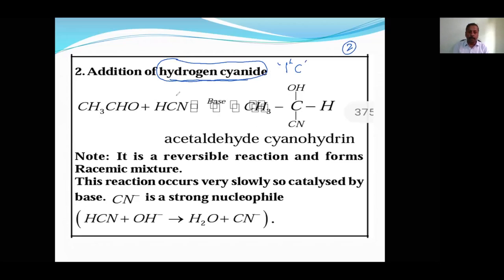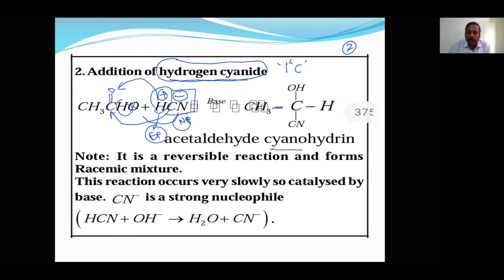So HCN, here HCN will be CN minus, hydrogen will be plus. Here CN minus is the nucleophile, and H plus is the electrophile. Is it understood? So CN will attack on this CHO. CHO can be written like this, or instead you can write it like this. So CN will be attached here, hydrogen will be attached here. So CH3CHOH CN, and this hydrogen is as it is there.